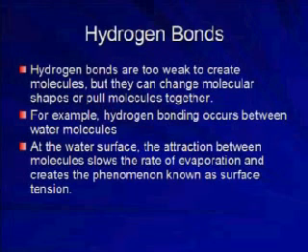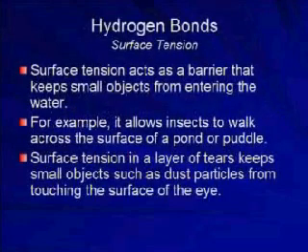At the water surface, the attraction between molecules slows the rate of evaporation and creates a phenomenon known as surface tension. Surface tension acts as a barrier that keeps small objects from entering the water. The example given depicts an insect and its ability to walk on the surface of a pond or a puddle. Surface tension and a layer of tears keep small objects such as dust particles from touching the surface of the eye.